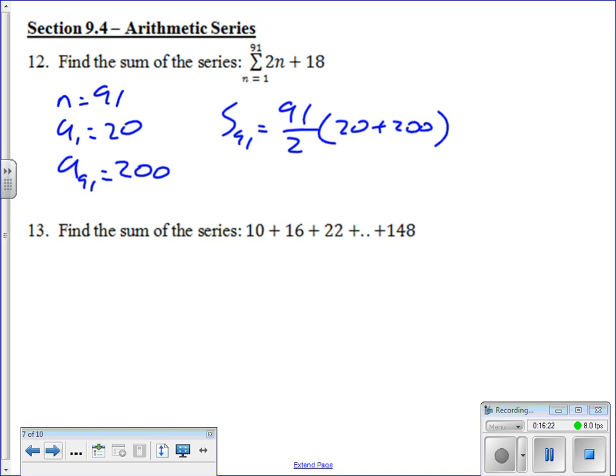Put in 1 for n. Let n equal 1. 2 plus 18. Great. And you get 10,010. 1, 0, 0, 1, 0.